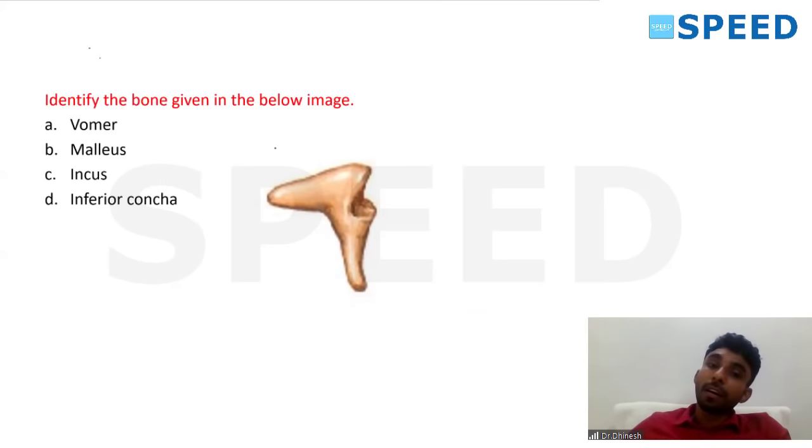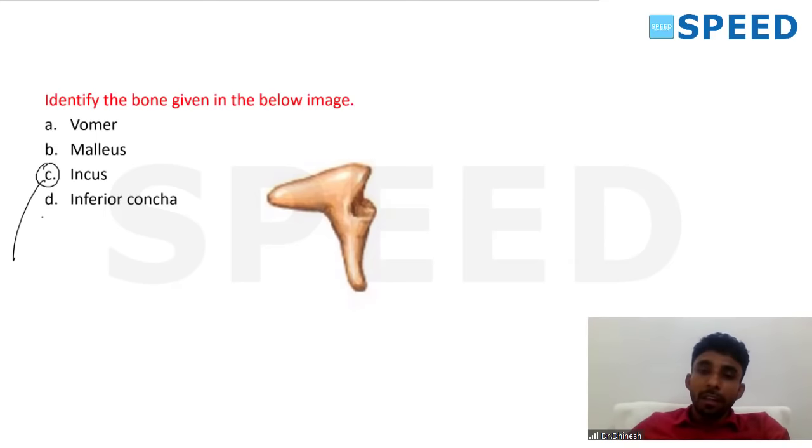One among the 3 ear ossicles was given, and an image was given. So the question was asked to identify the bone given in the below image. Any idea about the ear ossicle you are seeing here? Is it malleus or incus? Yes, it is incus.